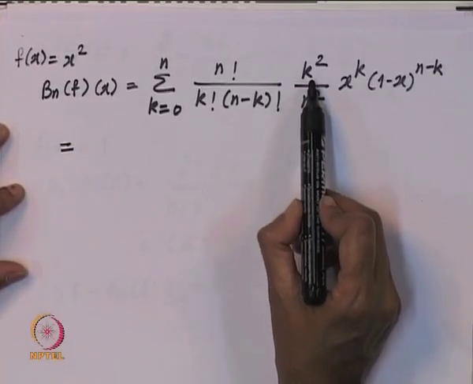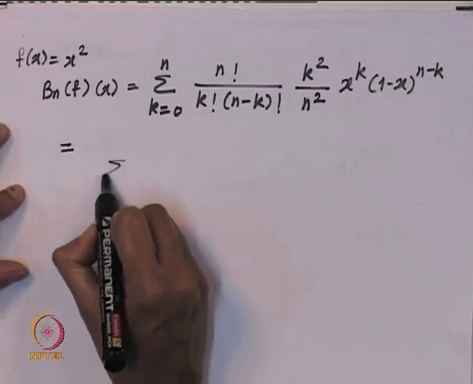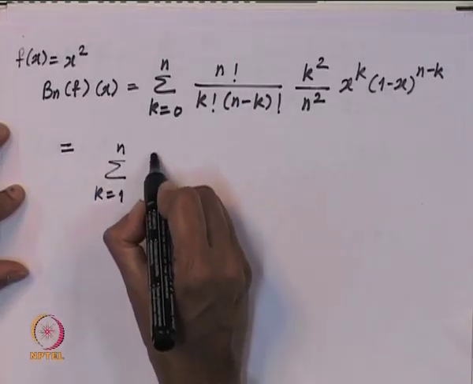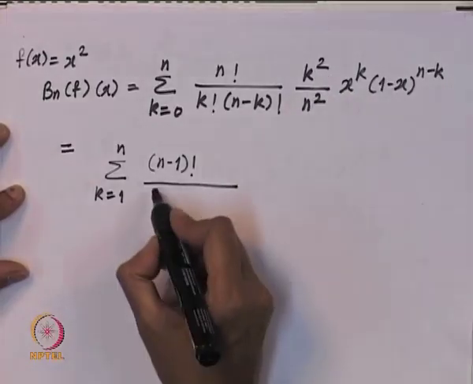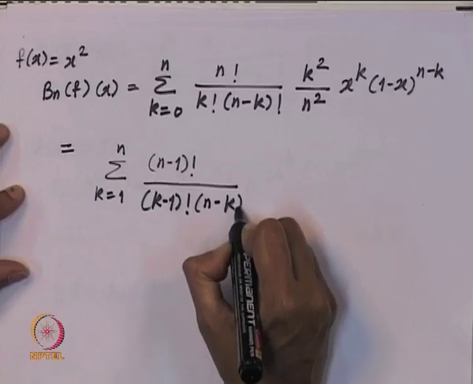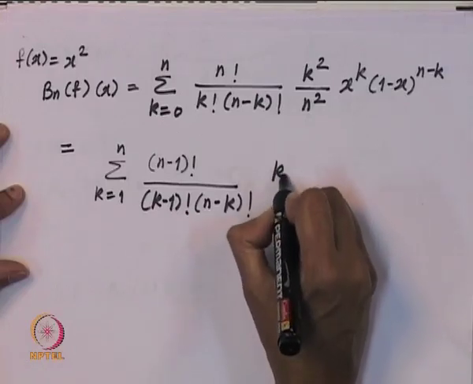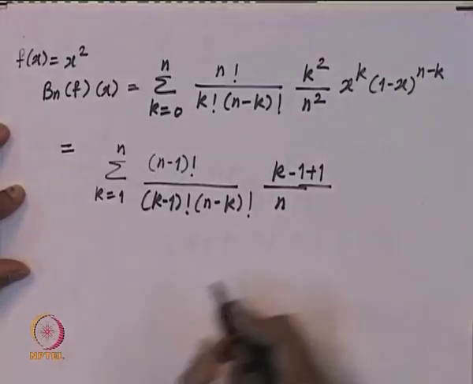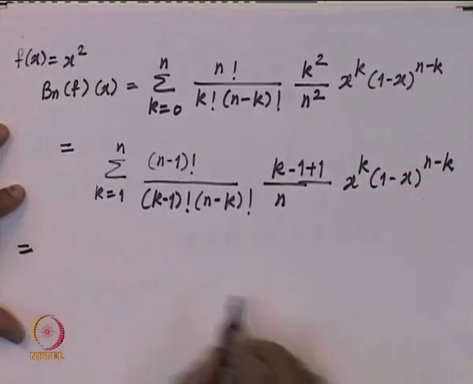Now, the presence of k will make the contribution of the term k is equal to 0 to be 0. So, we have got summation k going from 1 to n, n factorial and n square, so cancel 1 n. So, you have got n minus 1 factorial, k factorial and k square, so cancel 1 k, so it will be k minus 1 factorial, n minus k factorial. 1 k by n got cancelled, so you are left with k divided by n, and now this k let me write as k minus 1 plus 1, x raised to k, 1 minus x raised to n minus k.